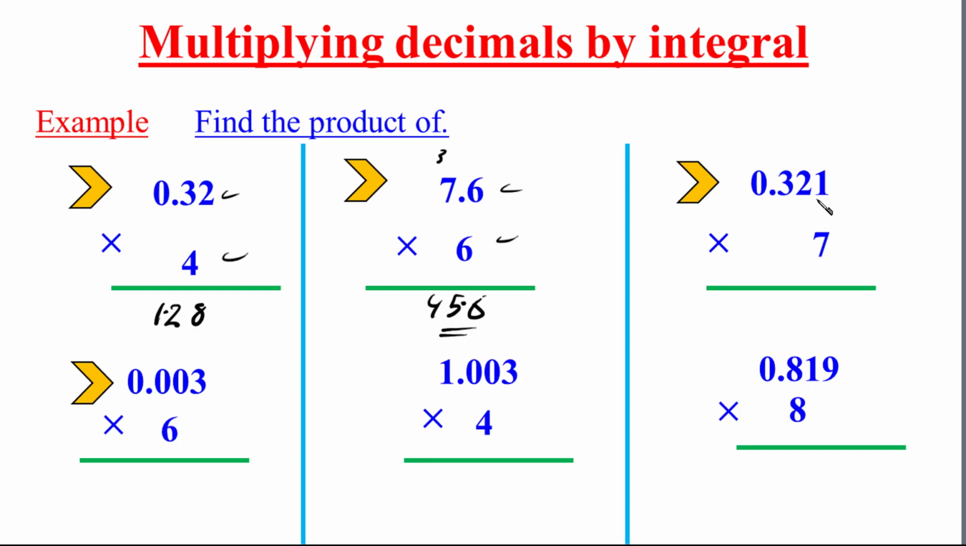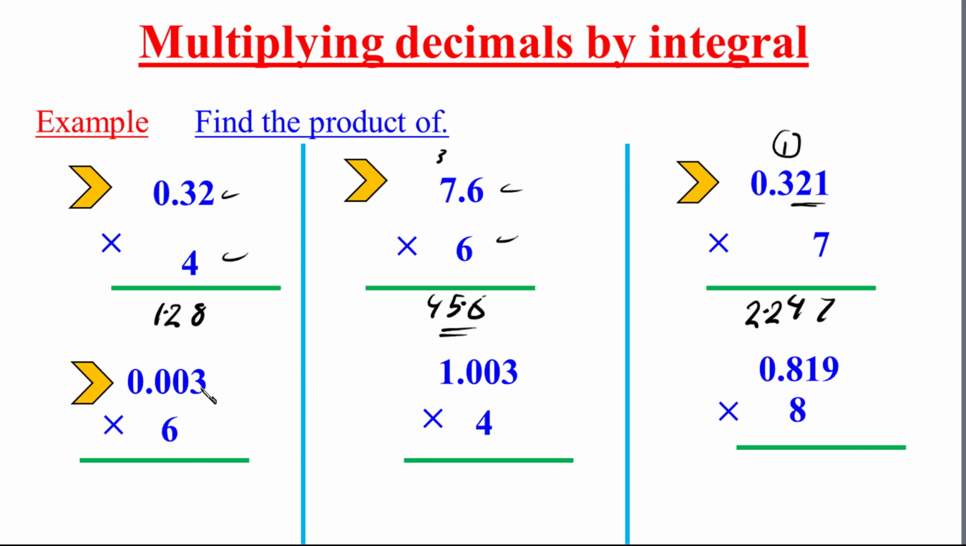The first step, ignore the decimal point. We will multiply 321 by 7. 7 by 1 equals what? Equals 7. 7 by 2 equals 14. Write 4 and keep 1 over 3. 7 by 3 equals 21. 21 plus 1 equals what? 22. Then the decimal point here after 3 digits from the right. So insert the decimal point after 3 digits from the right. 1, 2, 3. Then insert the decimal point. So the product will be 2.247.